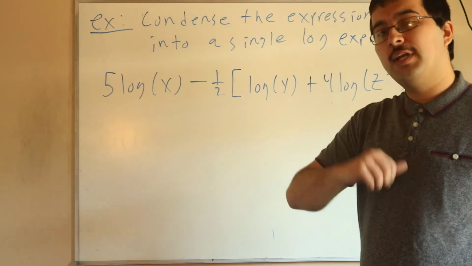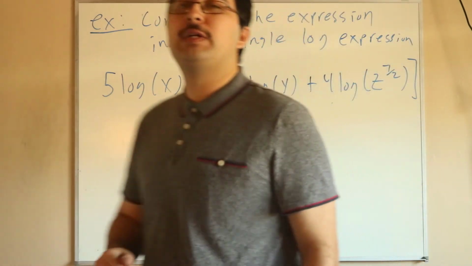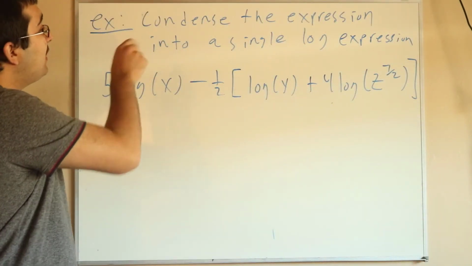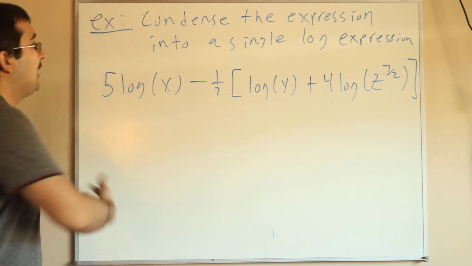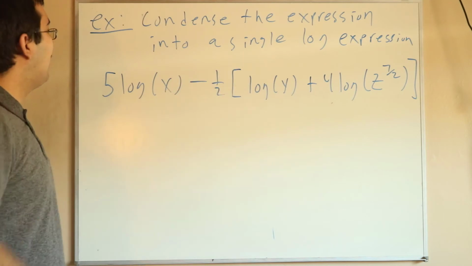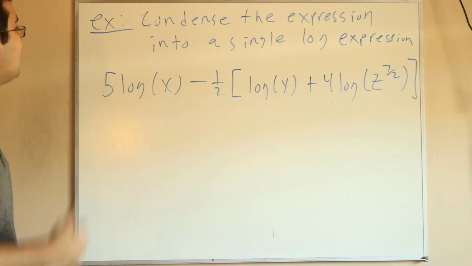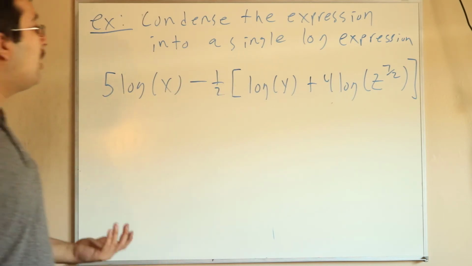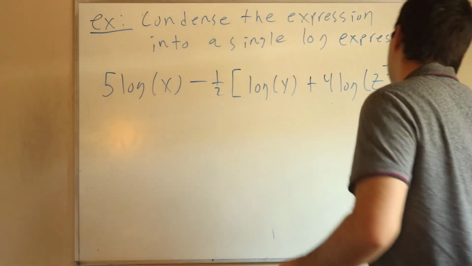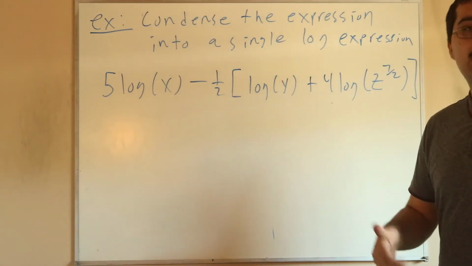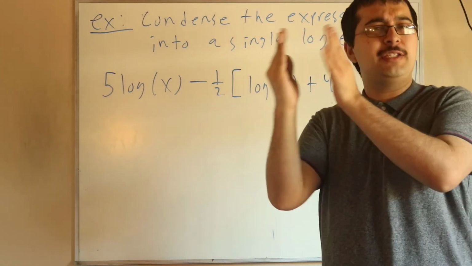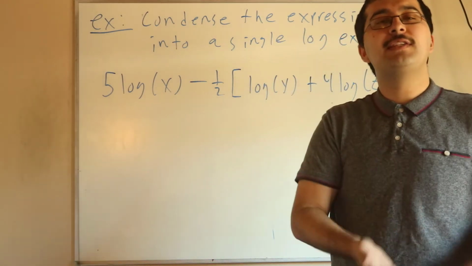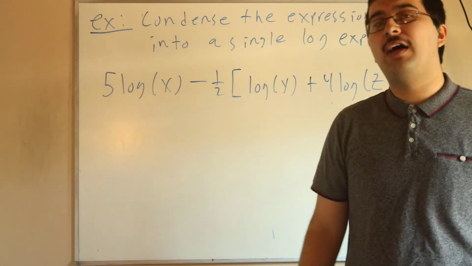Okay, so for our next example, let's consider the following problem. Let us condense the expression into a single log expression. In other words, let's take this big thing we've written down, that being 5 times log of x minus 1/2 times the quantity log of y plus 4 times log of z to the 7/2 power. Let's shrink it down. Let's use those properties of logs and rewrite this as a single log value.